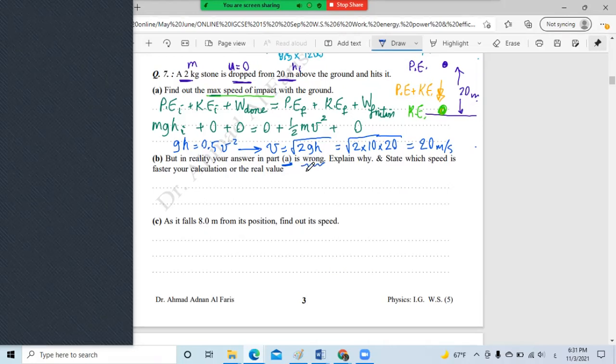In reality, your answer is wrong. Explain why and state which speed is faster, your calculation or the real value. What do you think? Which one is faster? In reality, it will be 20, or more than 20, or less than 20. My calculation, it will be faster. Thank you, Muhammad. Habiba, my calculation is higher. Okay, thank you. That's why I use the word maximum. Thank you, Marwan. Who else?